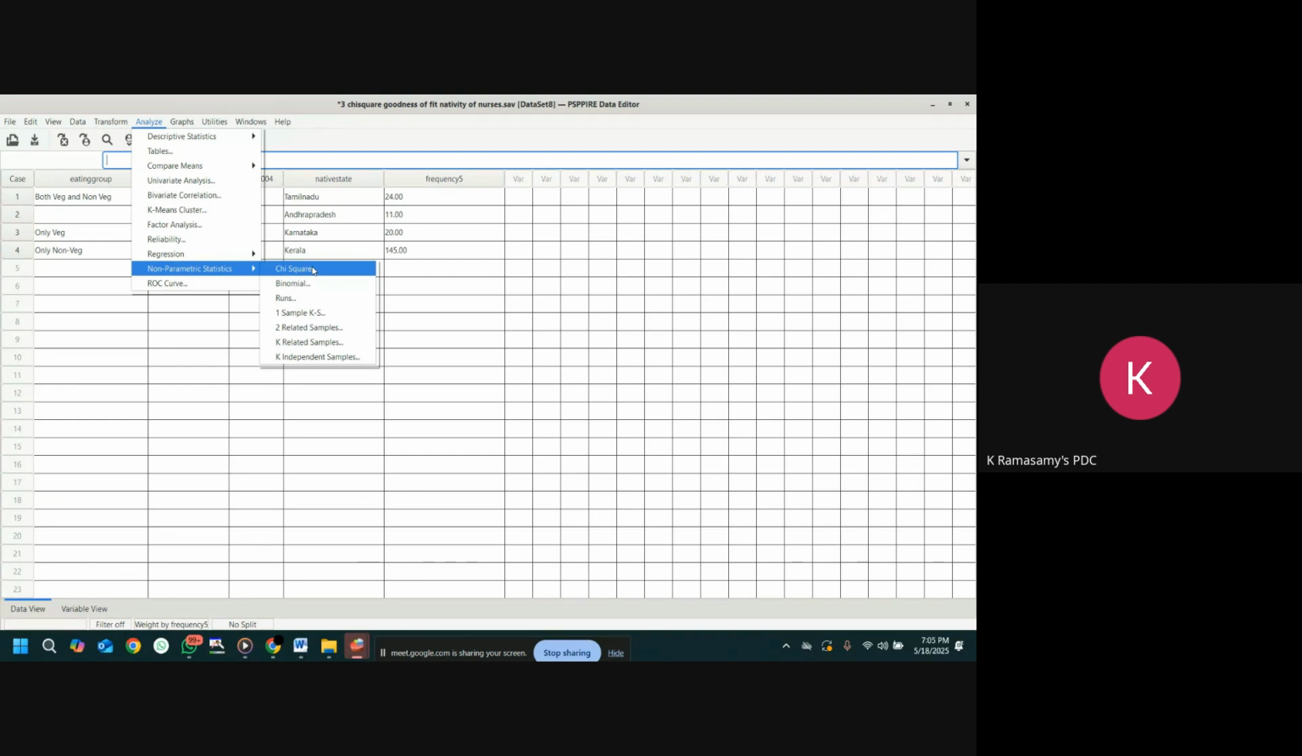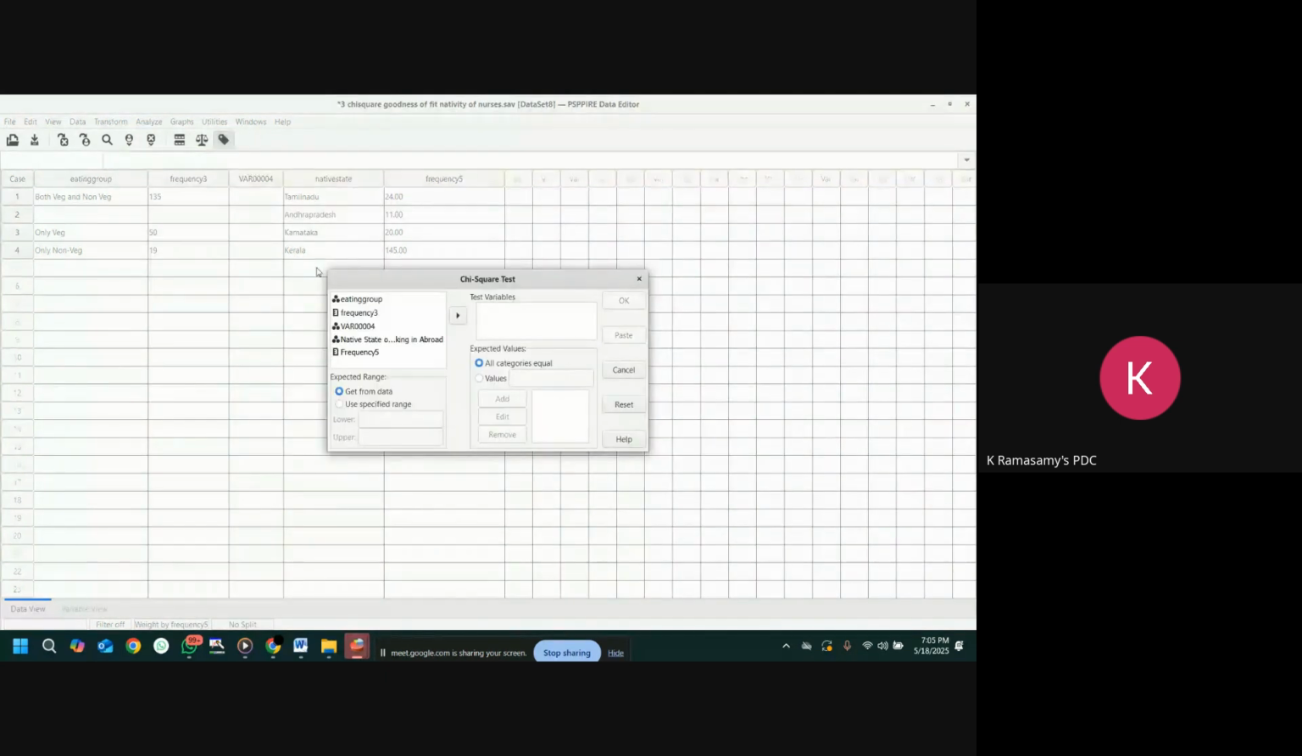So chi-square is available in two places. If you go to analyze, descriptive statistics and crosstabs, that is for the test of association. If you come to non-parametric and click chi-square, that means it's a goodness of fit. Okay, yes. Now, what is the variable you're going to check? Frequency 5. Select frequency 5 and send it across to the test variables option.